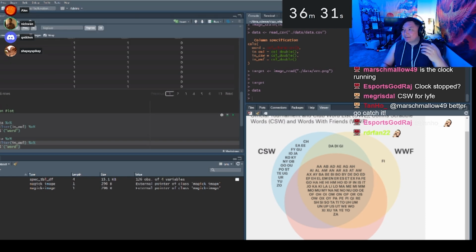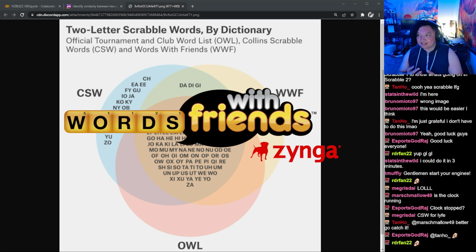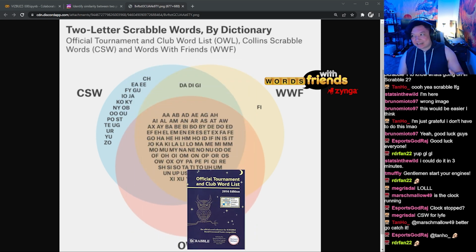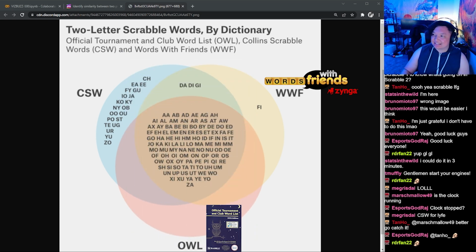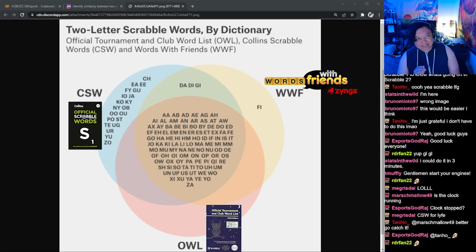In this case, this is a Venn diagram, so let's take a look at it real quick. Intersecting from 3 different official dictionaries, one being Words with Friends, that's WWF, the official word and letter tournament club word list, that's the OWL, and then you have the Collins Scrabble words. Now, remember, these change over time, so you may notice some discrepancies between the current Collins word list and what's represented here. I know that there are some discrepancies, but we wanted to make sure that they were able to replicate this data visualization to 100% replicability.